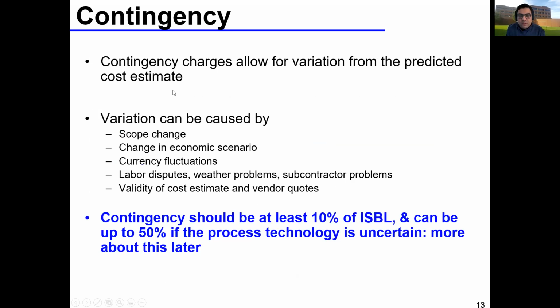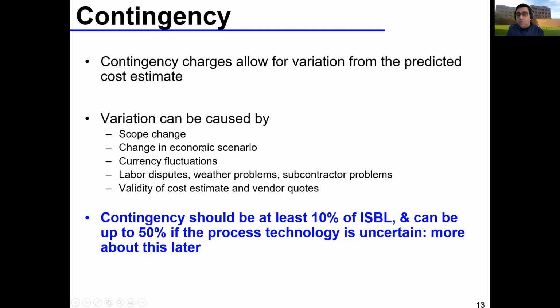And then finally, you have contingency. Contingency is variation from the predicted cost. So just to account for anything that might happen: change in economic scenario, currency fluctuations, especially if you're operating outside the US, and you have a change in oil price, or a change in commodity prices, or labor disputes. It happens a lot in the US, where people want to renegotiate things, or they want to stop working for some reason. And cost issues, weather problems, a big issue.